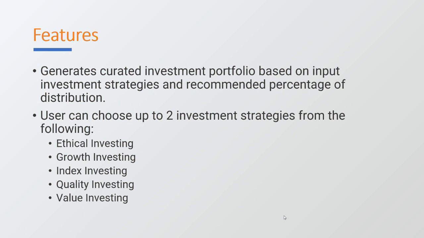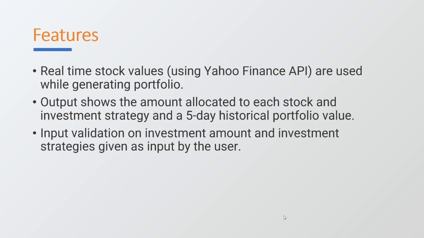According to the requirements, we have to choose two investment strategies from the given five types of investment strategies. We have also used the Yahoo Finance API, as mentioned earlier, to get the real time stock values while generating the portfolio. We have also limited the selection of investment strategies to one or two as per the requirements.